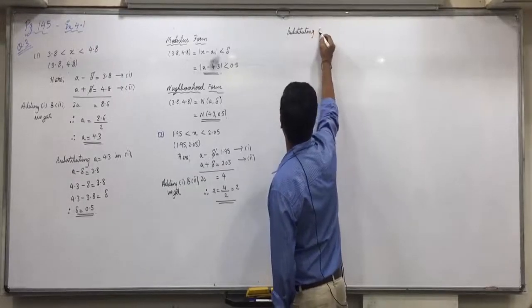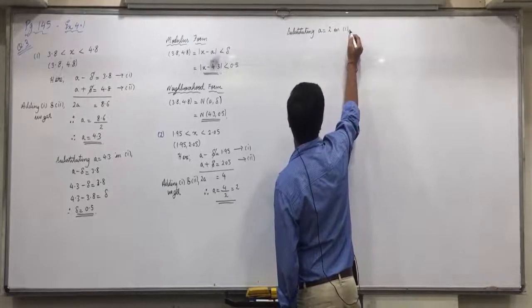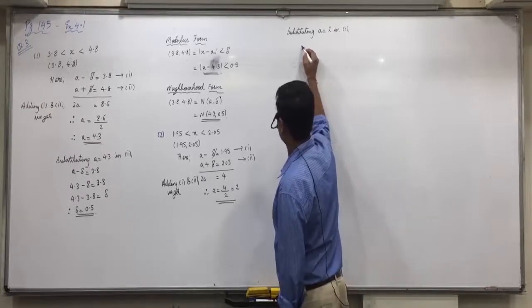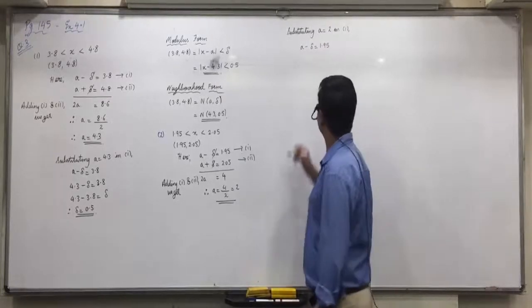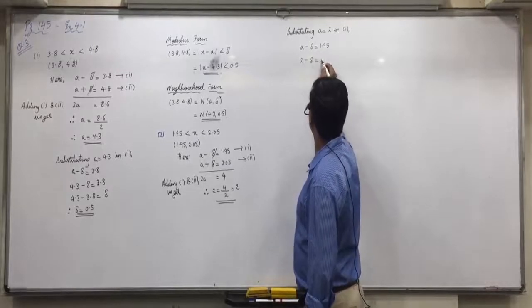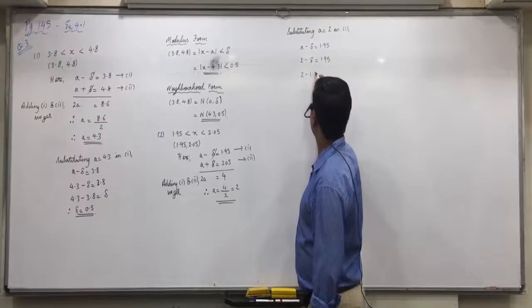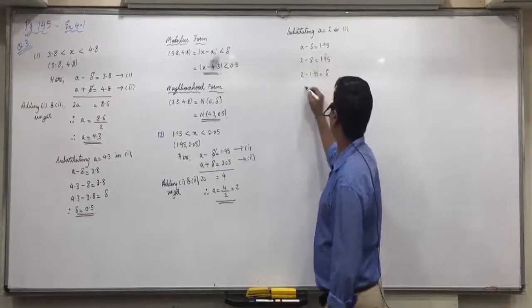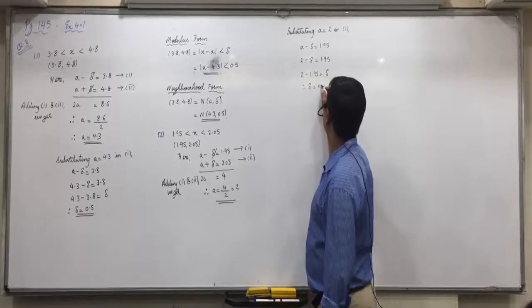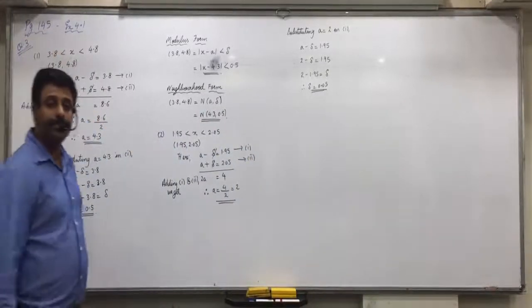Substituting a equals 2 in equation 1. A minus delta equals 1.95, so 2 minus delta equals 1.95. 1.95 on the left side will become minus. Minus delta on the right side will become plus. So 2 minus 1.95 is 0.05. Is everyone clear with this?